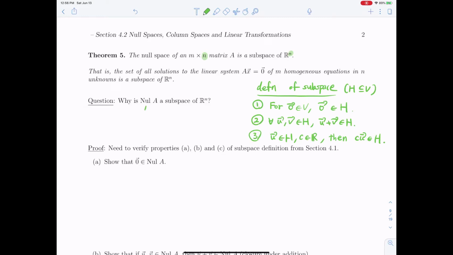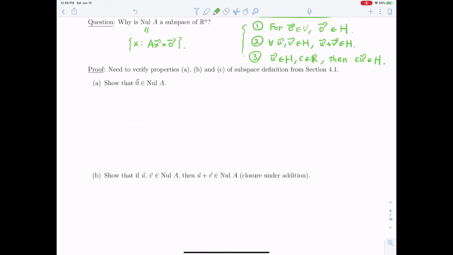So let's check that the null space of A, the set of all solutions for the homogeneous equation, satisfies the following three conditions. First of all, 0 is an element of the null space of A, because if you multiply A by 0, the result is the 0 vector as well. This means that the 0 vector is also a solution for the homogeneous equation, or 0 is an element of the null space of A.